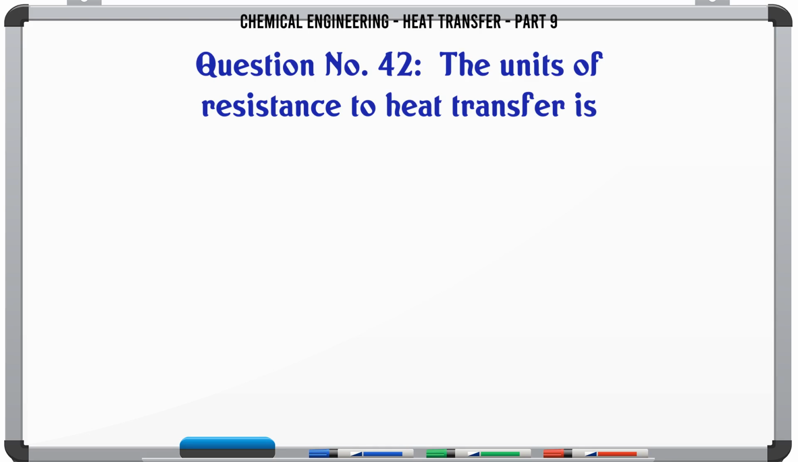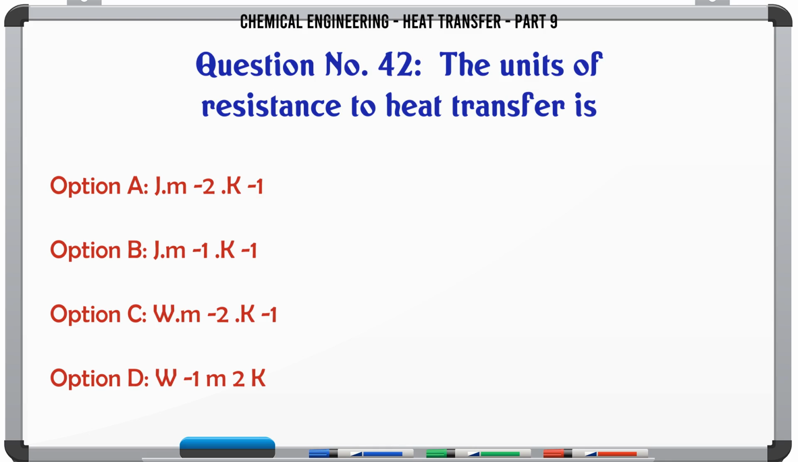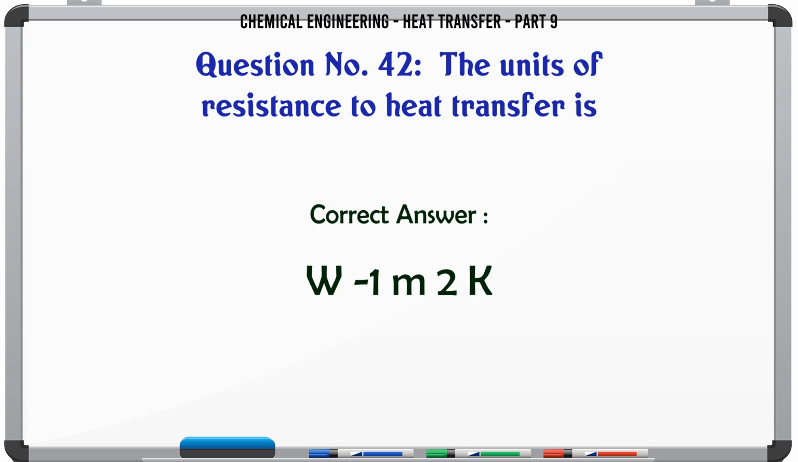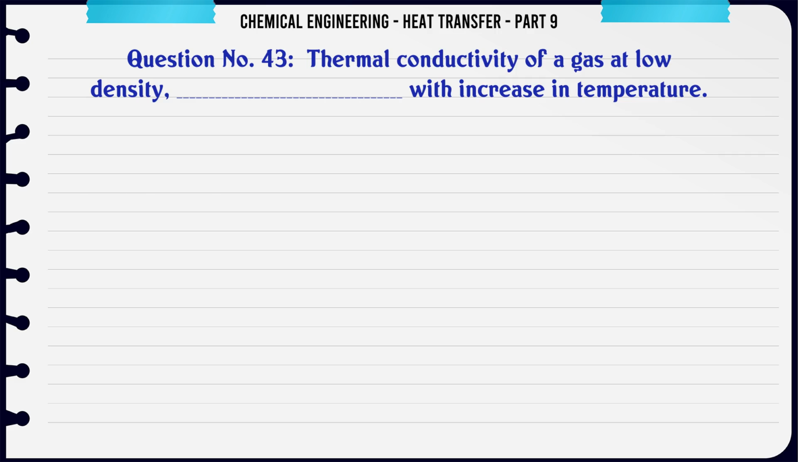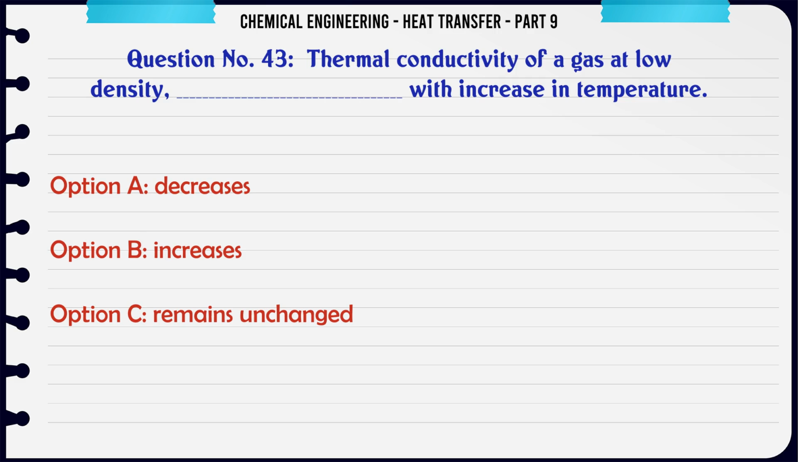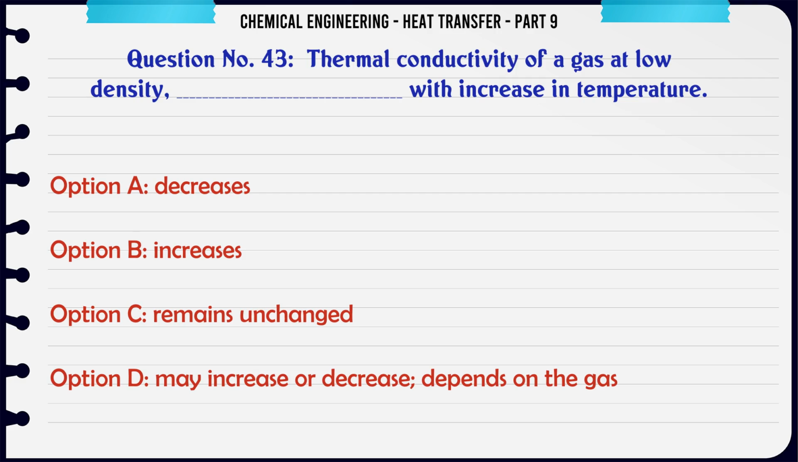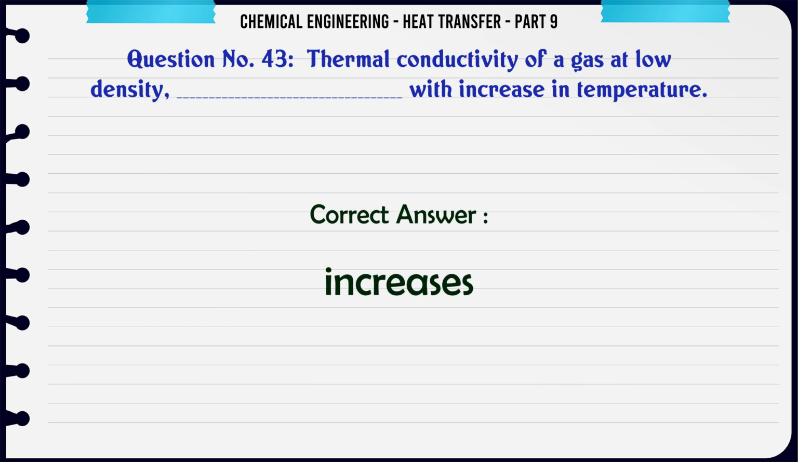The units of resistance to heat transfer is: A. J.m^-2.K^-1, B. J.m^-1.K^-1, C. W.m^-2.K^-1, D. W^-1.m^2.K. The correct answer is W^-1.m^2.K. Thermal conductivity of a gas at low density with increase in temperature: A. decreases, B. increases, C. remains unchanged, D. may increase or decrease depends on the gas. The correct answer is increases.